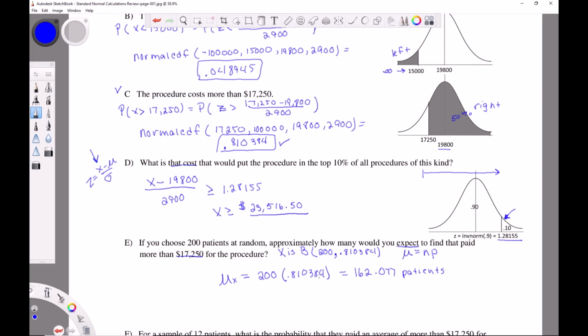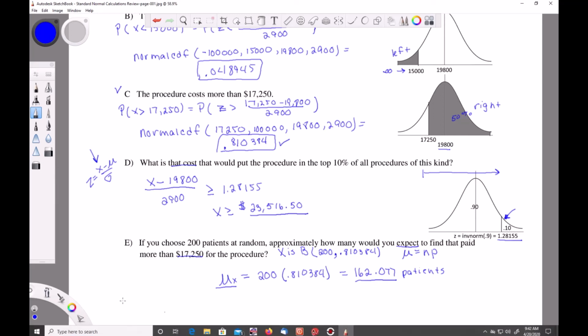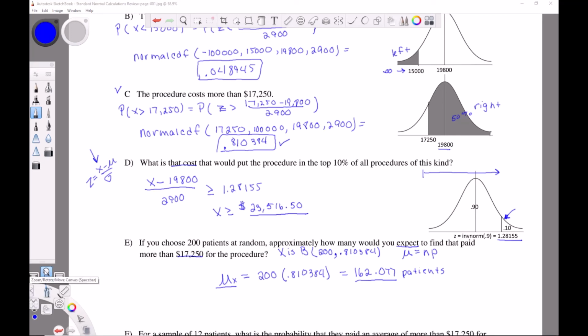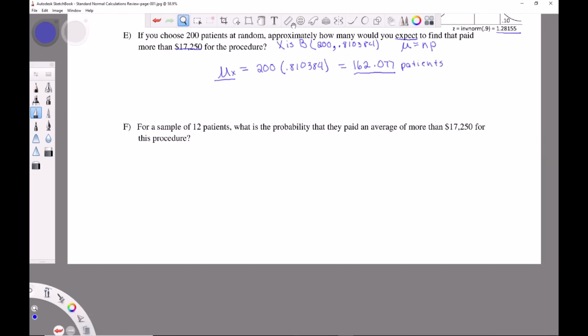And since this is an average, we are allowed to keep the decimals. I know that there's not really a 0.077 patient running around, but we can just report this as being slightly more than 162, right? If you wanted to round it, I'm thinking the AP people would be fine with it. Okay, so we're down to just one more thing.